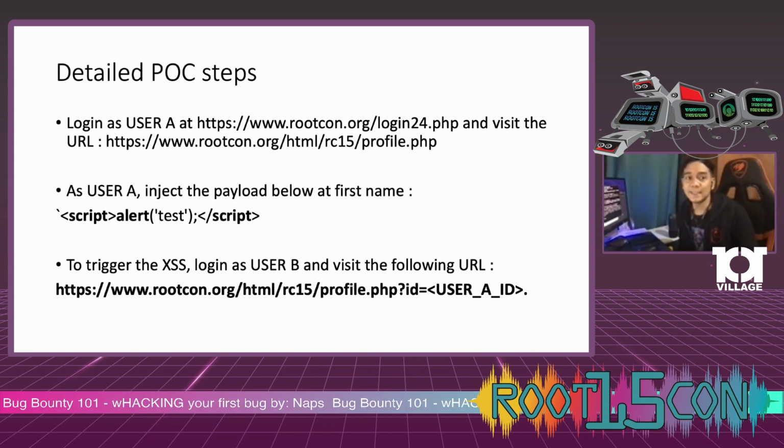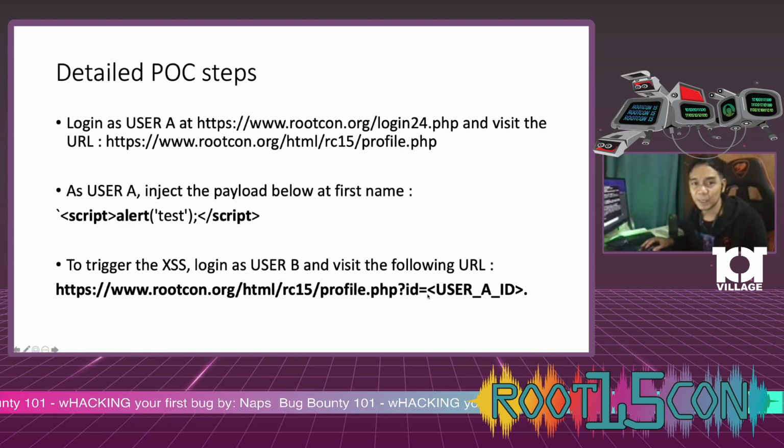On our second step, as user A, inject the payload below as first name. And then that's your second step, and then put your payload. And the third step is to trigger the XSS: login as user B and visit the following URL. So as you can see, I added the less than and greater than signs here.